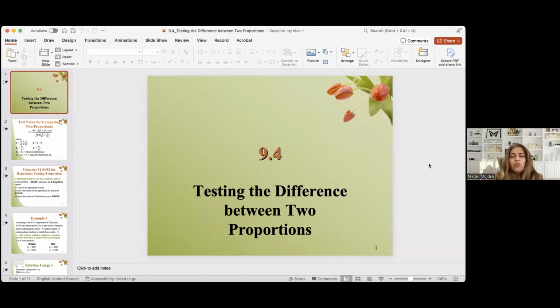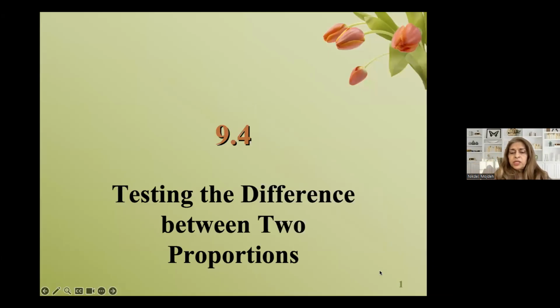I don't know if I went through section 9.4 last week quickly or not. I think I did. You did it very fast at the end. Yes, because I just wanted you to have exposure to that lesson, because your quiz for tomorrow covers this section. So, testing the difference between two proportions.